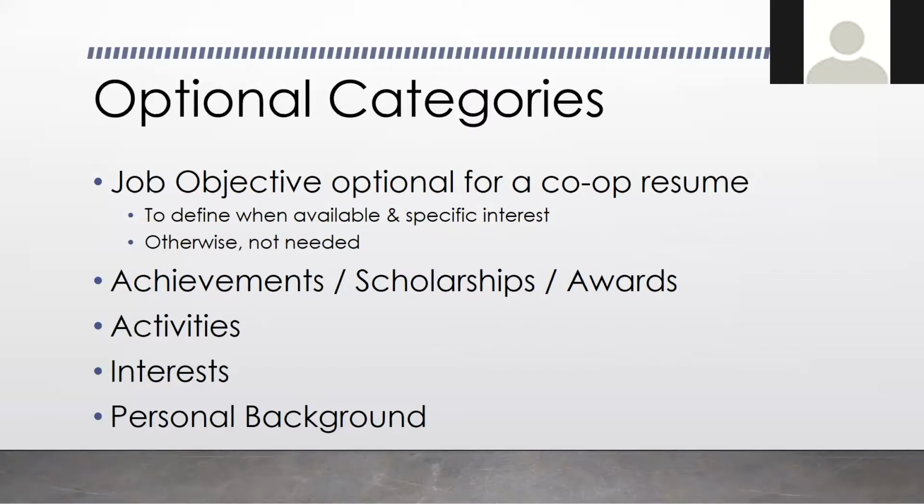Optional categories are the kinds of things where it depends. If you've got a lot of achievements, scholarships, awards, maybe you want a separate category to talk about those things. If you want to talk specifically about activities or interests or something particular in your background, there's your opportunity to do that as well. But these are kind of as space is available. You want to make sure you cover the most important stuff, which is your work background, your academic background, and what kind of skills you have that you want the employer to know.